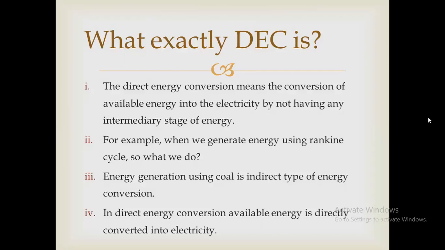So what will be the benefits of direct energy conversion? We are avoiding all the processes that we follow in indirect energy conversion, that means the conversion of water into steam and so on. That process is totally skipped in direct energy conversion. So what will be the benefits of direct energy conversion here?